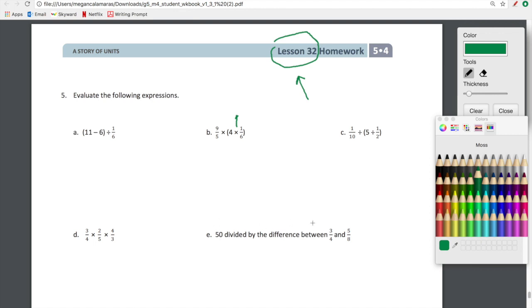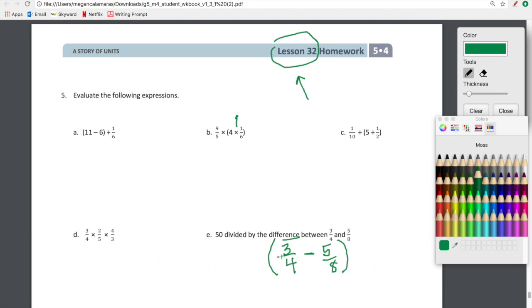Let's look here. Let's write an expression here. So lesson 32, as you guys know, is also going to be in the celebration of learning. So we have 50 divided by the difference between 3/4 and 5/8. Okay, so let's slap down 3/4 and 5/8. We are looking for the difference between these two numbers, meaning we're going to use subtraction.